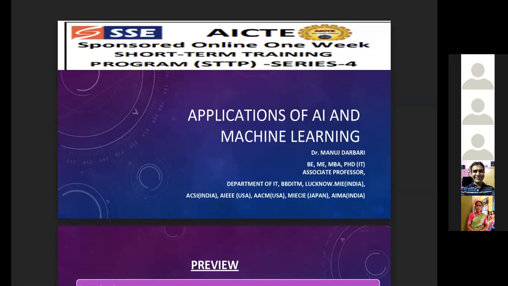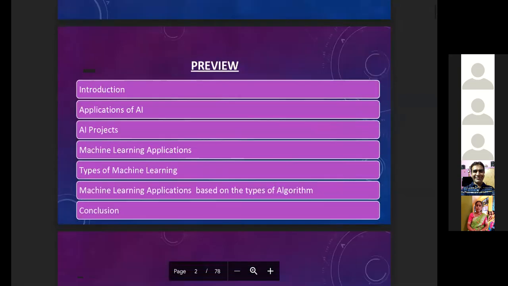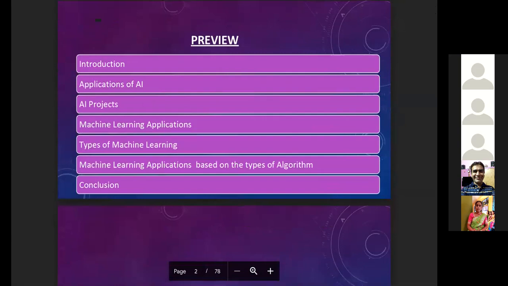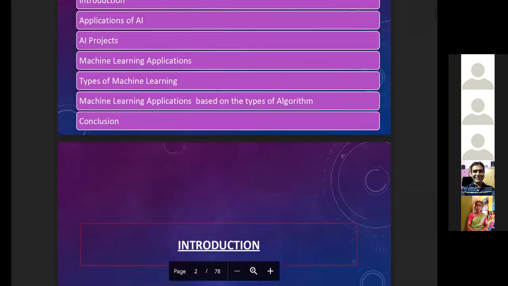So before starting AI and machine learning, I'll be giving you a brief introduction about what is AI and machine learning that you must have already done in the previous sessions also. But to start with, I'll give you just a brief overview of what basically AI and ML is all about. And then we'll move on to the applications of AI and various AI projects which are running currently. Then we have machine learning applications and its types. Then based on the algorithms, I have developed something which I'll be discussing right now in this presentation. And finally, concluding the entire presentation. This is the gist which I'll be covering.